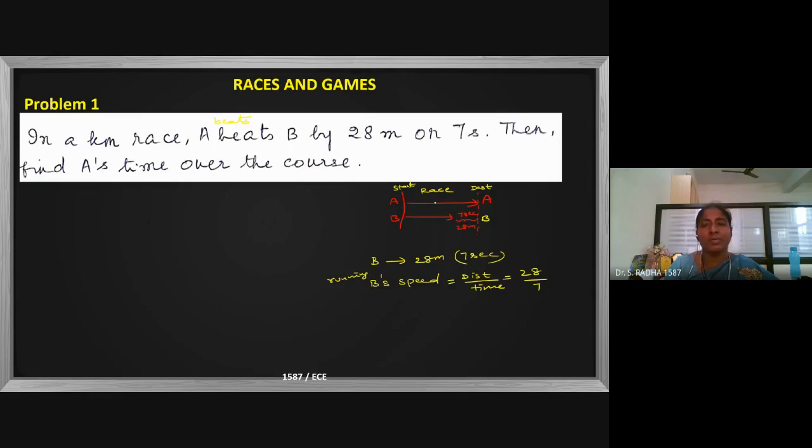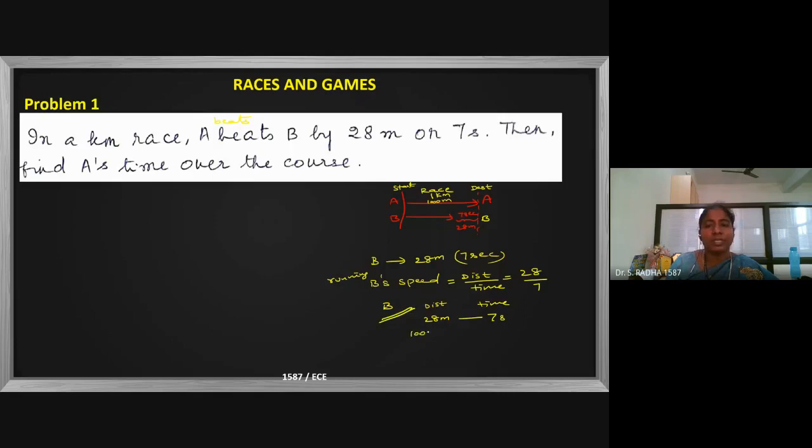The race is for 1 kilometer distance. 1 kilometer or 1000 meters is one and the same. Now, B is taking 7 seconds for 28 meters. This is the distance, this is the time with respect to B.